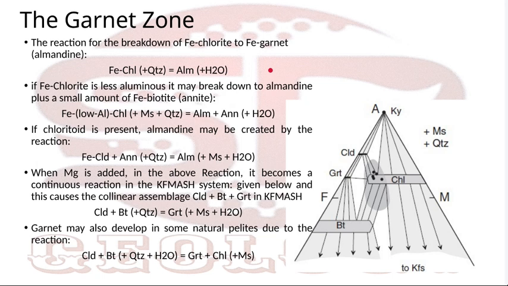Okay, I forgot to mention the temperature here. If chlorite is less aluminous, it may break down to almandine plus a small amount of Fe-biotite. Okay, if chlorite is less aluminous, it will break down to almandine plus Fe-rich biotite. So these things are simply written. You can go through these things. You will get it in a more understanding manner. Only the reactions are there.